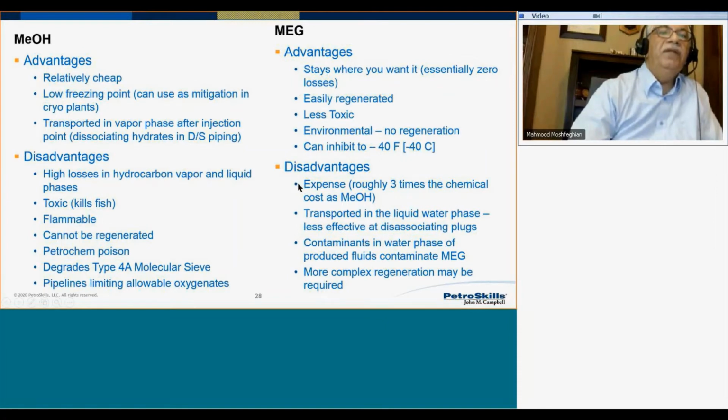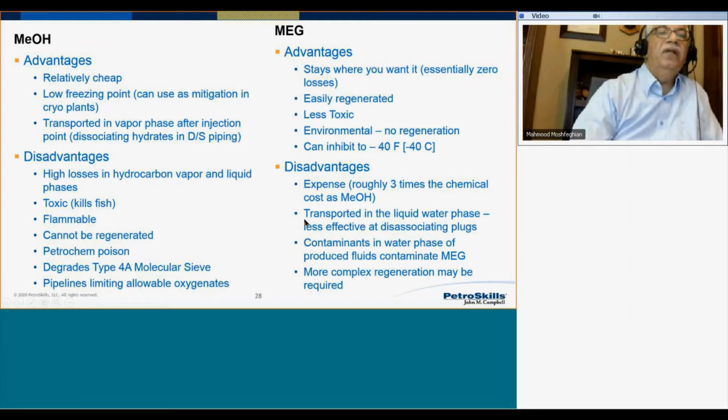Disadvantage is that it's expensive, as mentioned, roughly 3 times the chemical cost on a volume basis compared to methanol. It's normally transported in the liquid water phase and is less effective in dissociating plugs. One advantage of methanol: if you have a plug in a pipeline, we may inject methanol from both sides of the plug to melt the hydrate.